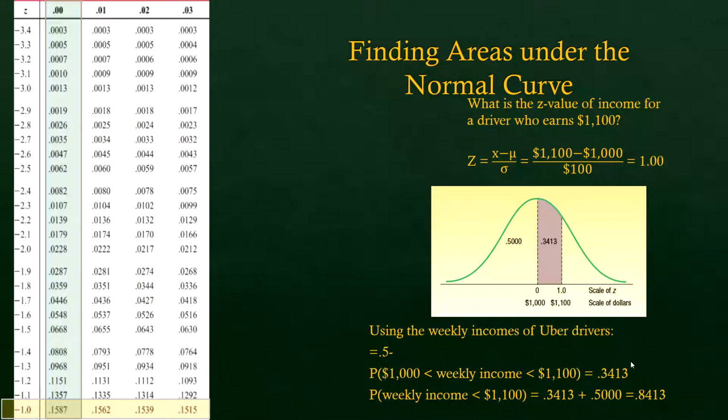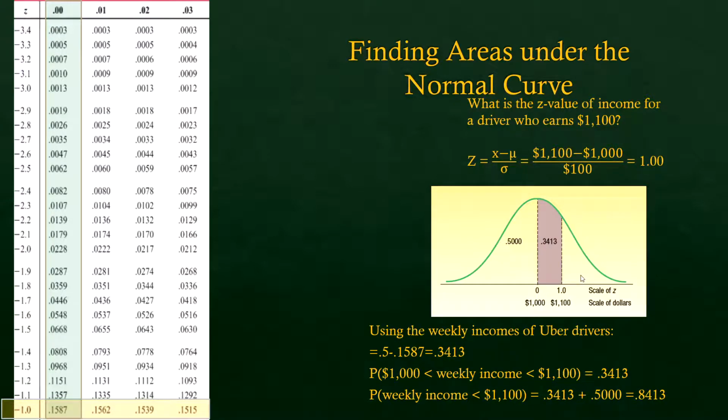So let's do this. It equals 0.5 minus 0.1587, which is going to give us 0.3413. And so that's the area from 0 to 1. The reason why I was able to do 0.5 is because 0.5 is the probability of being anywhere from the mean and beyond. So the mean and below is 0.5, the mean and above is 0.5.